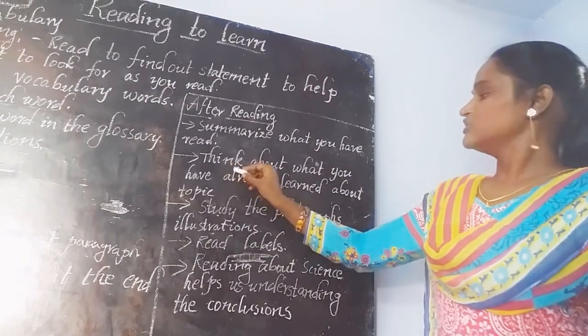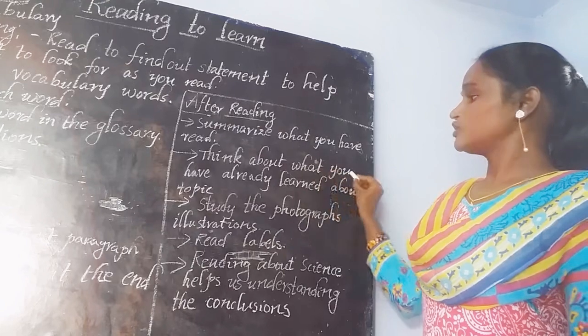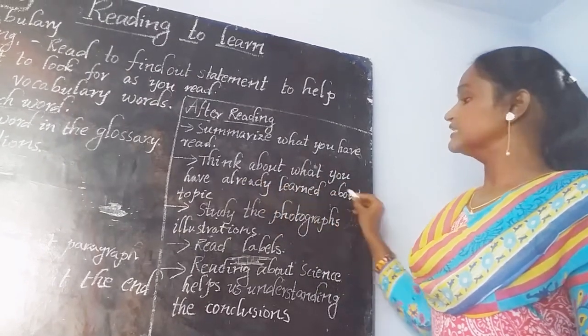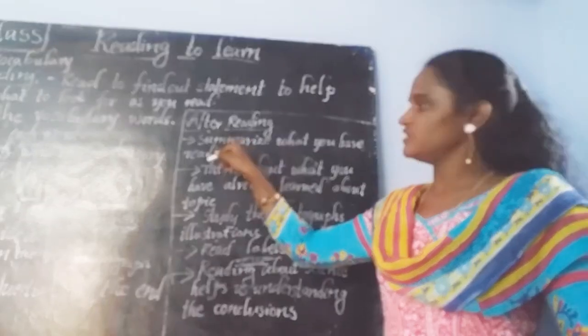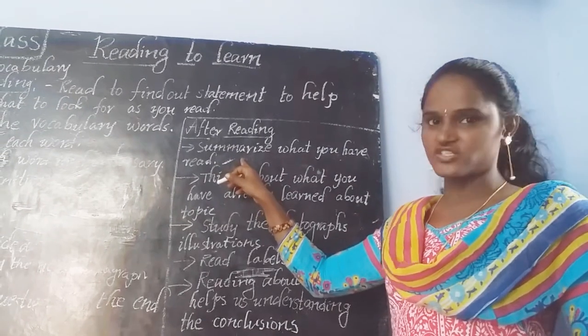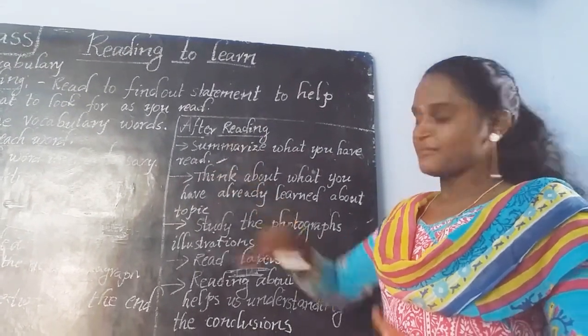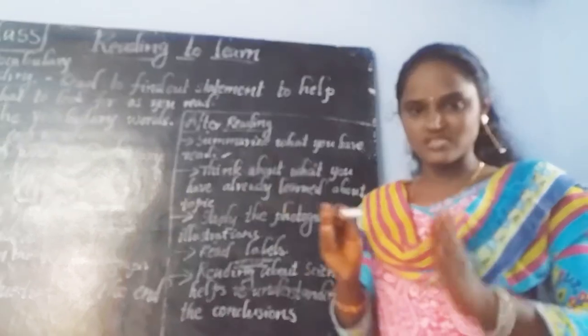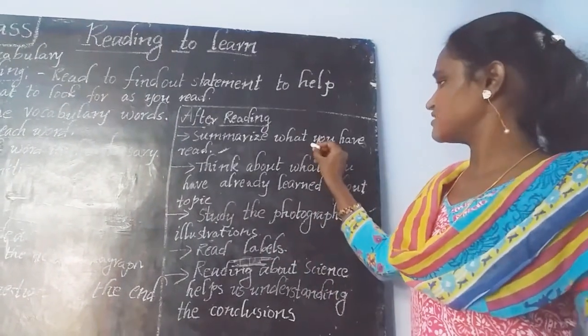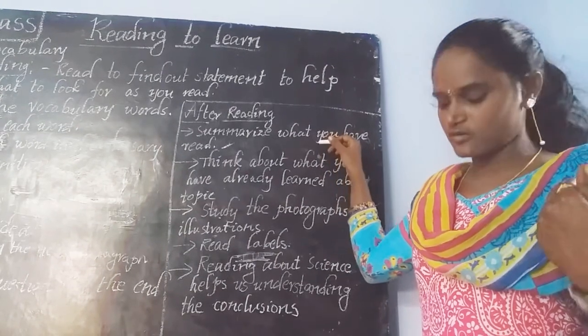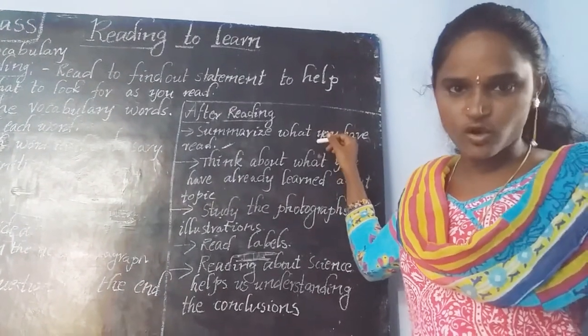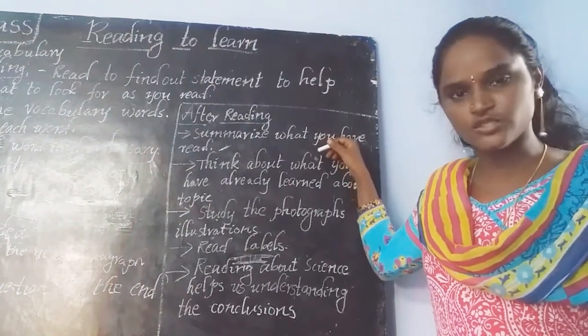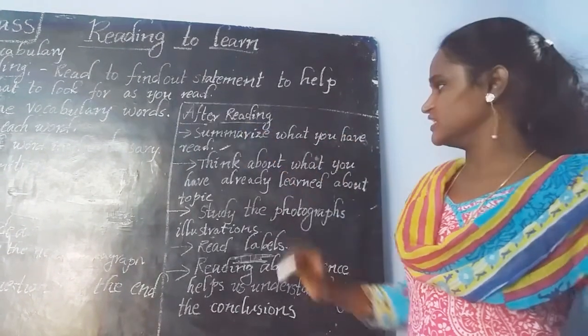Then move to the next one. Think about what you have already learned about your reading. You have to go to the next thing. What is that? Summarize what you learned in the reading. That thing you have to summarize. Okay, in your own language or in your own words, you are able to write after reading.